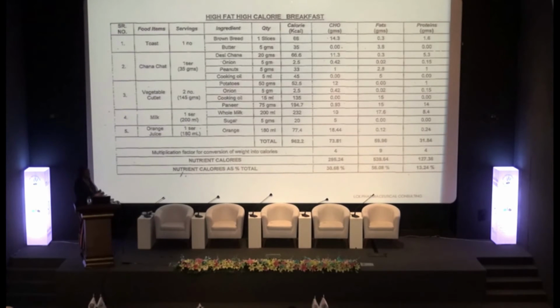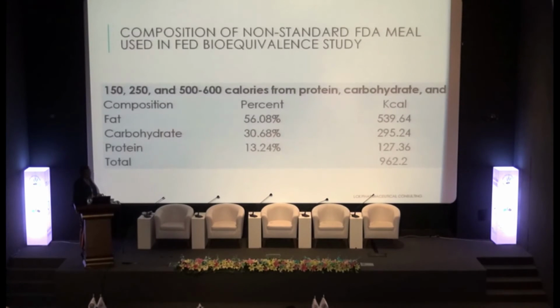Two more examples. Here's another example from a different submission. Basically, what they've done here is they have the food item, they list the servings and the amounts, and then they also list the breakdown of how you make a vegetable cutlet. You need the potatoes, onions, cooking oil, and some cheese. So, if you want to try this type of breakfast, you can even do it yourself. But then there's the breakdown of carbohydrates, fats, and proteins, a summary, and this table here shows we're within the limits as recommended by the agencies.